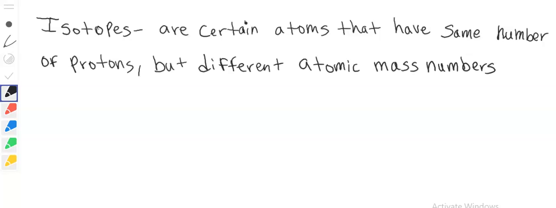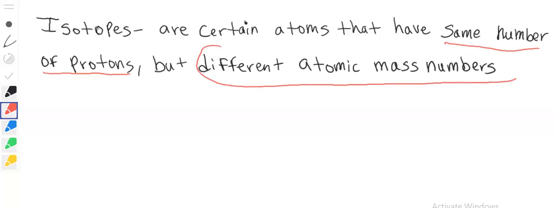Isotopes, basically, are just certain atoms, not all, certain, that have the same number of protons, all right, but they have different atomic mass numbers. Key difference, all right? So they can have the same number of protons, but different atomic mass numbers. So I'm going to show you some examples here in the next slide.